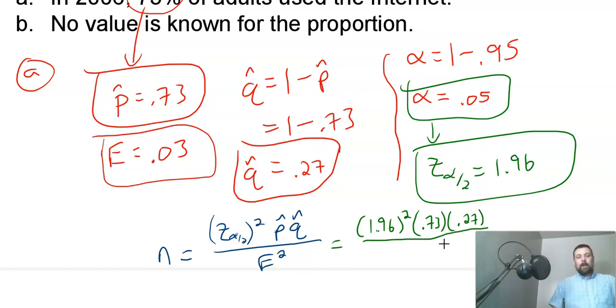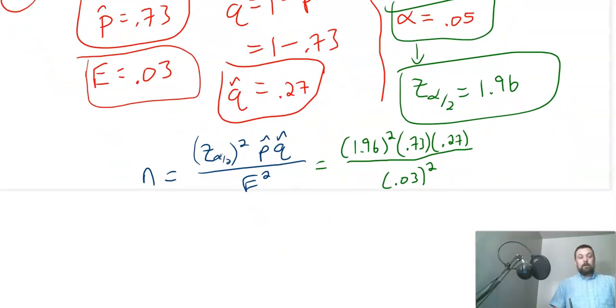And we are going to divide that by e squared, which is, I almost wrote an e instead of a 3. That's why I messed that one up. 0.03 to the second power. Right? And we just have to dump those numbers into our calculator, and we'll have a value for n, which of course we should round, but you want to round up.